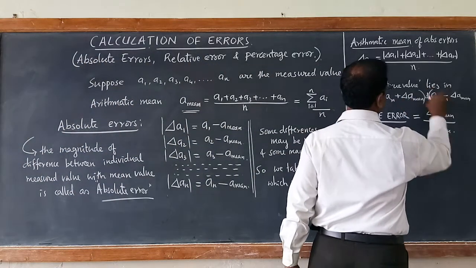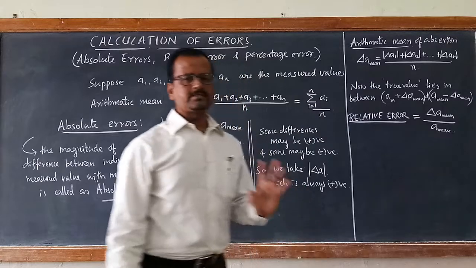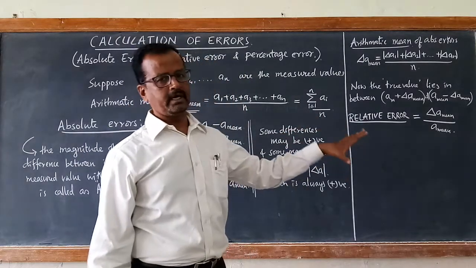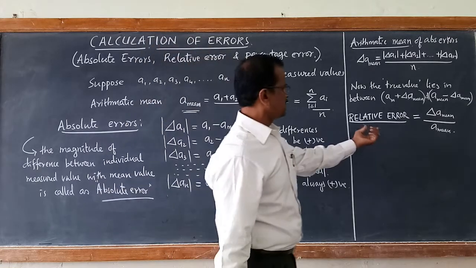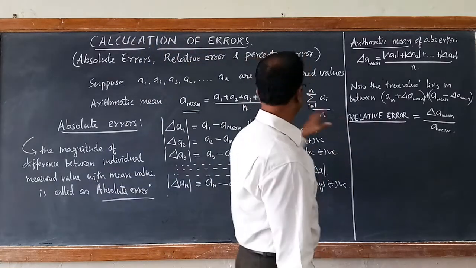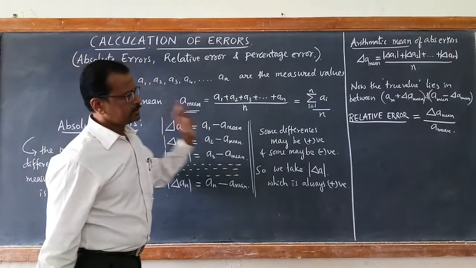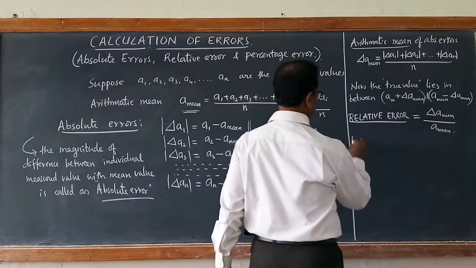You will come to know the meaning of all this by solving the problem. At this juncture, I don't think you will understand clearly. Okay. Now, this is the relative error with respect to the mean value. Now, percentage error.